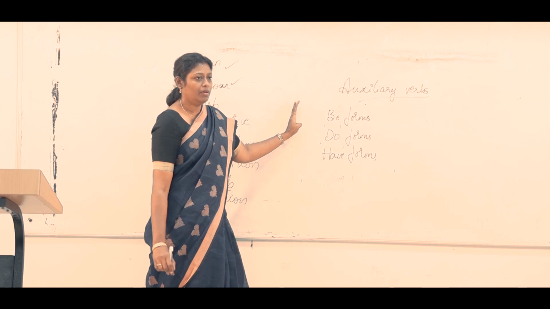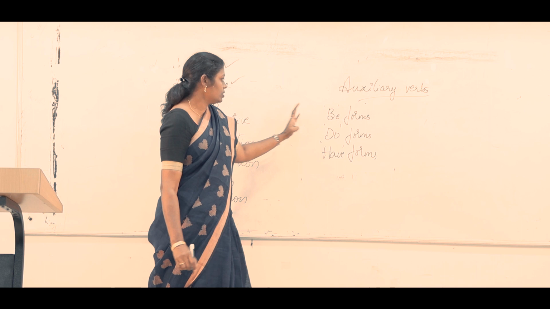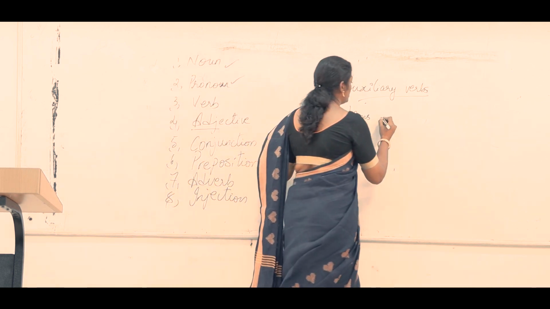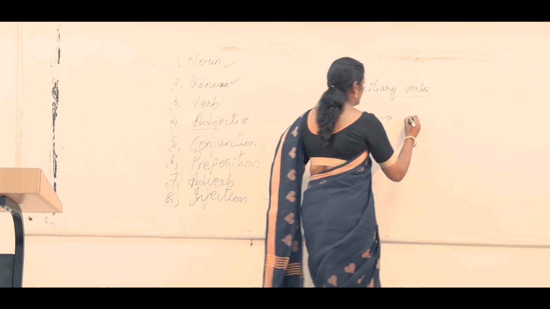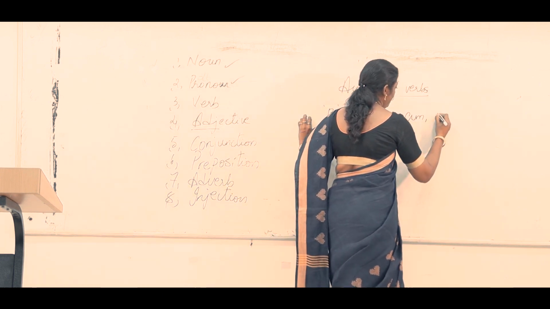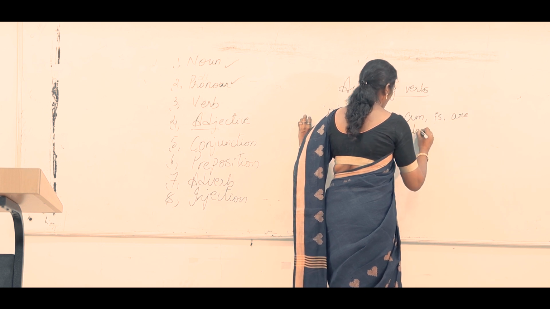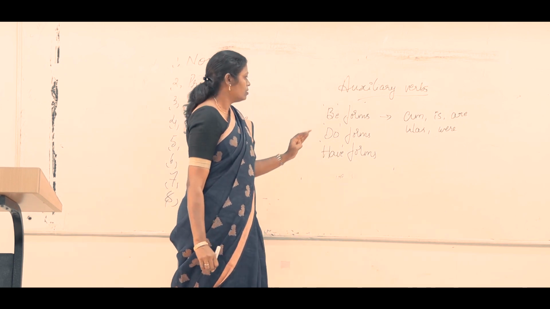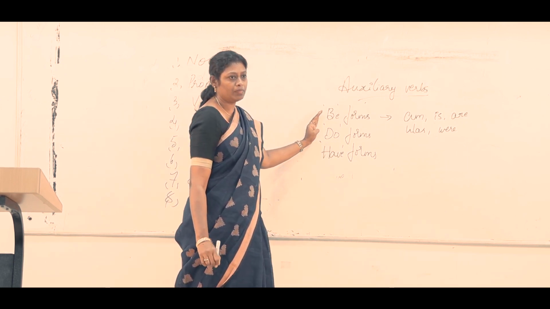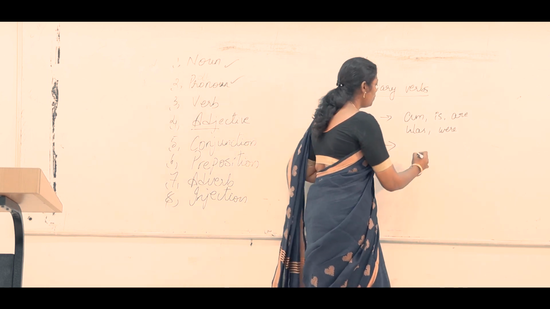Most of the time, this question is often asked, guys. These questions are often asked in competitive exams as well. So what are be forms? I think all are aware of it. Am, is, are, was, and will. So these are called be forms, or helping verbs.